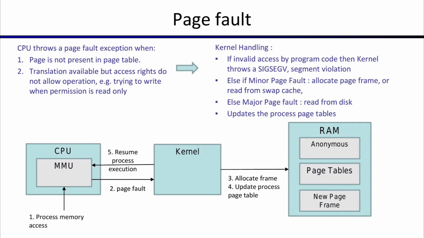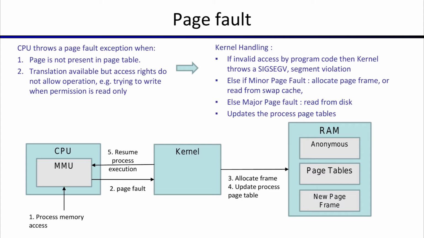And the kernel has the page fault handler. In the handling process, if the kernel determines that this is actually an invalid access because the program code is trying to access a memory region that is maybe not even assigned to it, or it is trying to write into a read space, the kernel at that point will say, well, that is an illegal access. It will throw a segment violation fault. The other scenario is that it can be a minor page fault. Now, minor means that the kernel did not have to go to the disk to manage this.